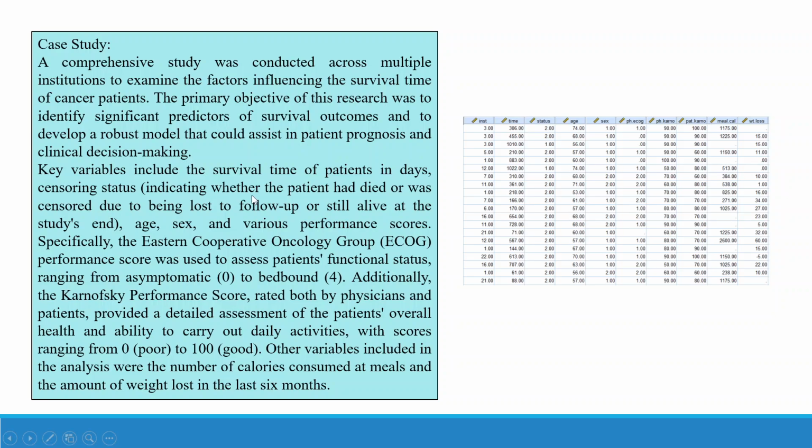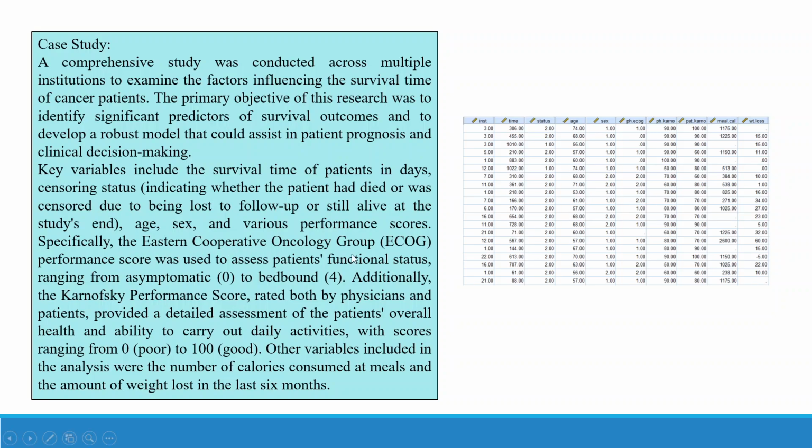Censoring status, indicating whether the patient had died or was censored due to being lost to follow-up. So here it is, status 1 is death and 2 is censored. That is the dropouts or still alive at the study's end. Another possibility is the study ended and after that the event happened. So we are not aware of the status of the patient. So that is also censored.